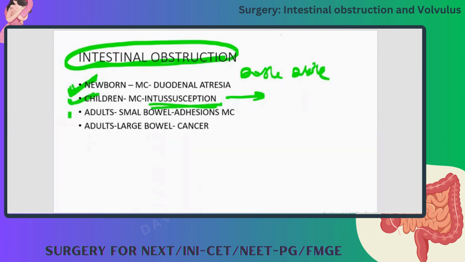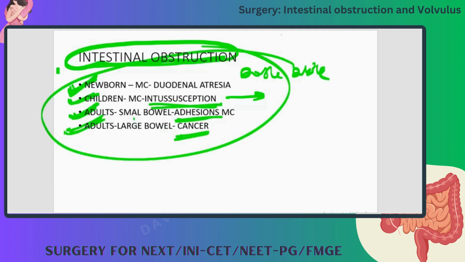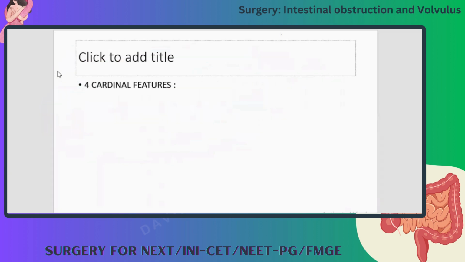In adults, adhesions, small bowel adhesions. In large bowel obstruction, if they ask specifically about large bowel, it is malignancy. So remember these: children, newborn, adults, and adults in large bowel. What is that? Cancer.